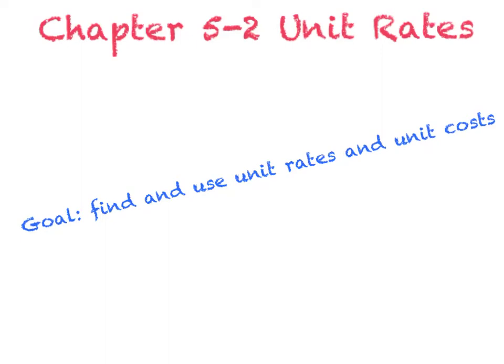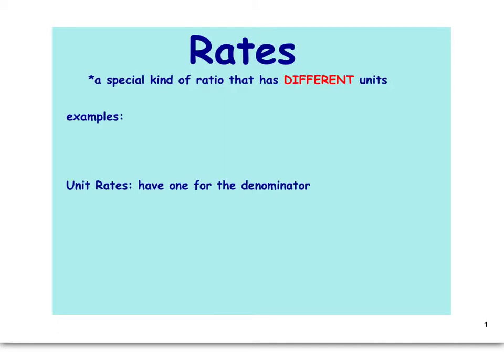Today's lesson comes from Chapter 5, Lesson 2 on unit rates, and our goal is to find and use unit rates and unit costs. Rates are a special kind of ratio. What sets them apart is that they actually do have units, whereas when we looked at ratios they did not. So we're still comparing two numbers, but this time we have different units shown.